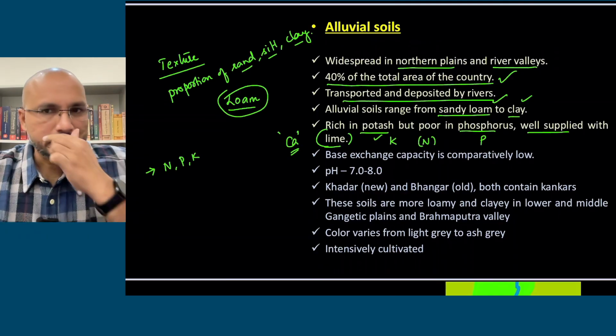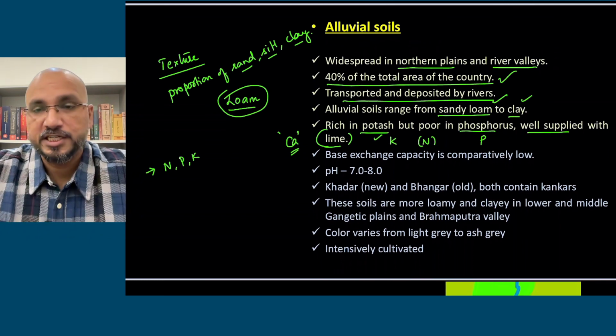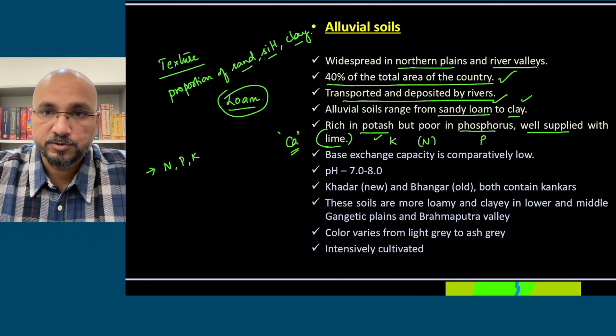Because they are very thick, the soil is thick and deep soils are there. They are called fertile soils because if you provide nutrients, if you give fertilizers properly, then they are very productive. Okay, they are very productive in that sense.